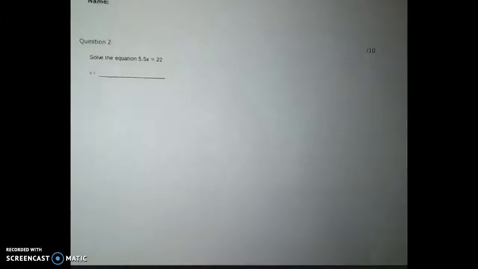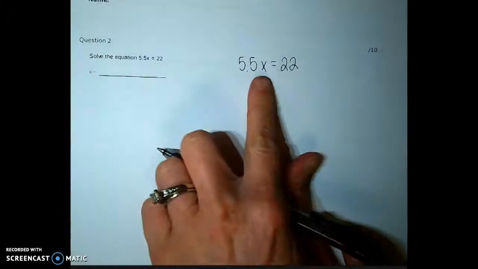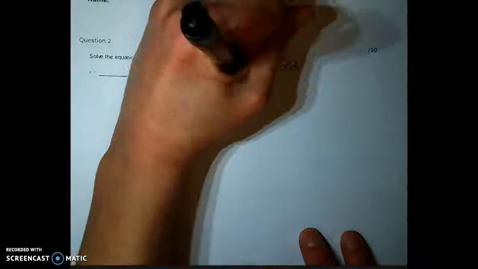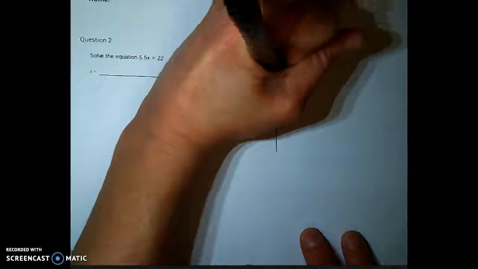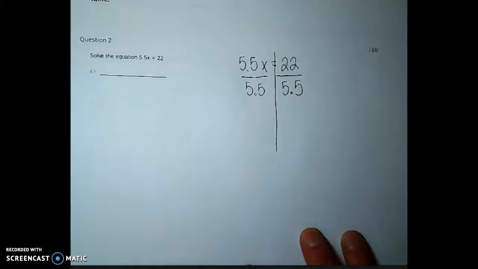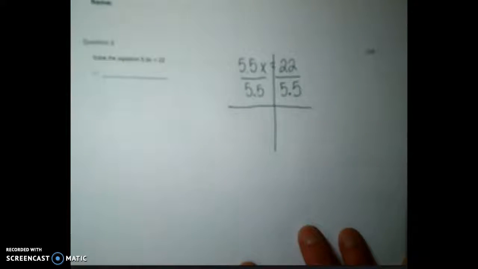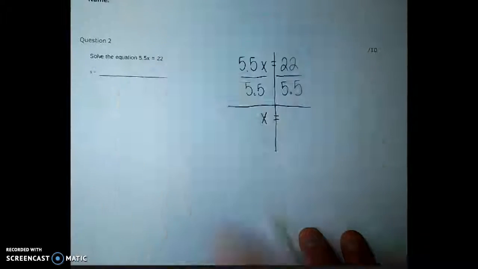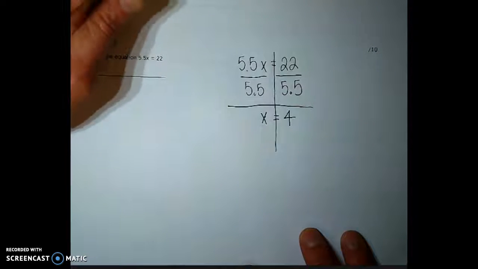For question number 2, we see a similar one-step equation. It says solve the equation 5.5x equals 22. So again, I want to isolate the variable, get it by itself so I know what it equals. To undo multiplication, I need to divide, so I divide both sides by 5.5. I have to do that to both sides because I want to keep both sides equal. When I divide the left side by 5.5, those cancel out to leave me with just x. 22 divided by 5.5 gives me 4, so I get the answer x equals 4.